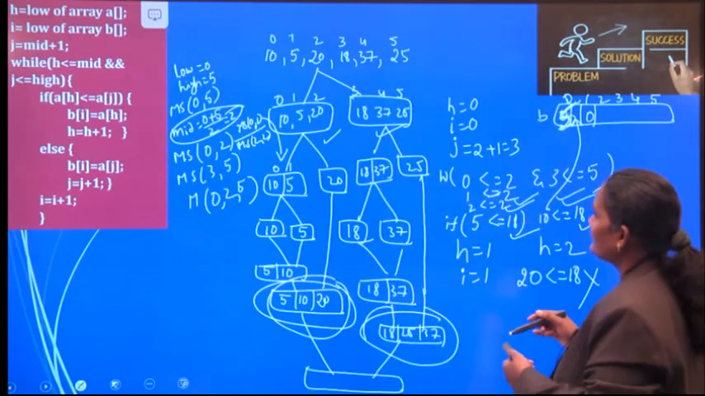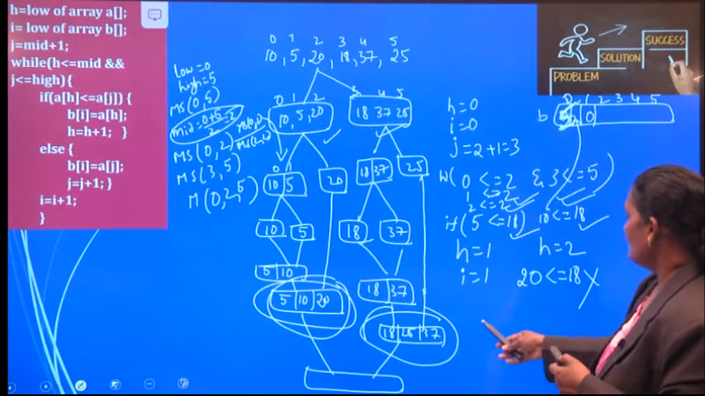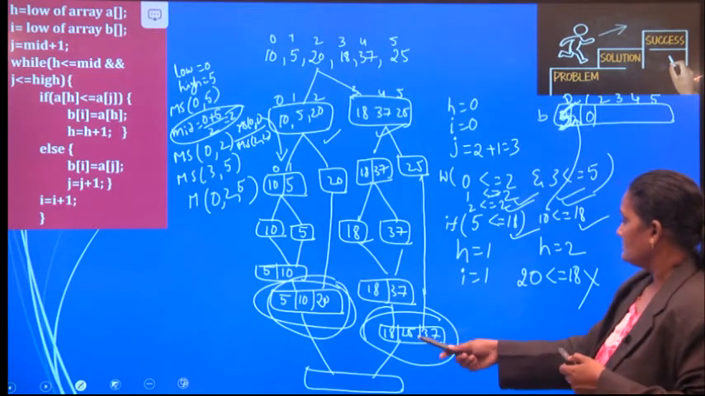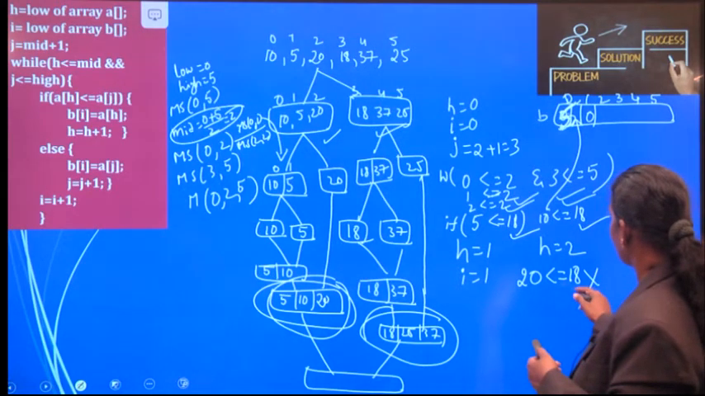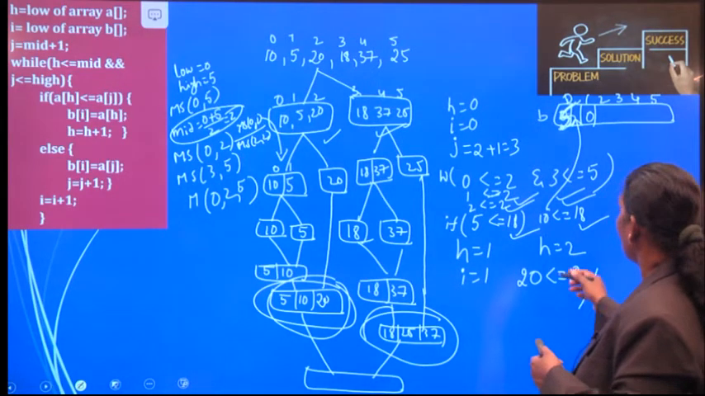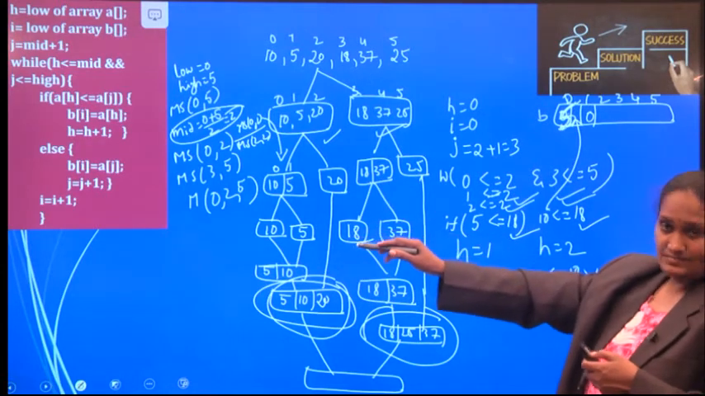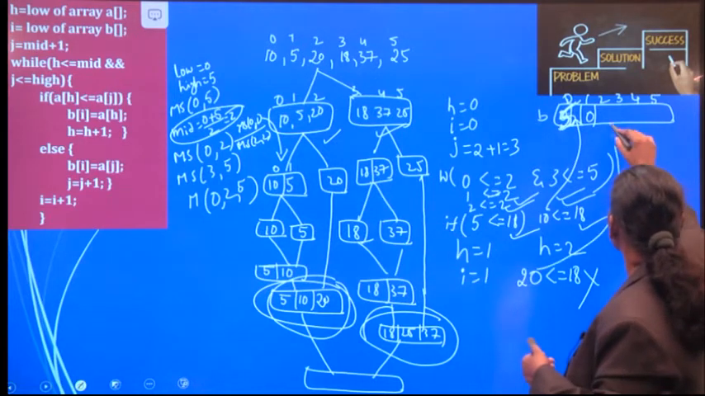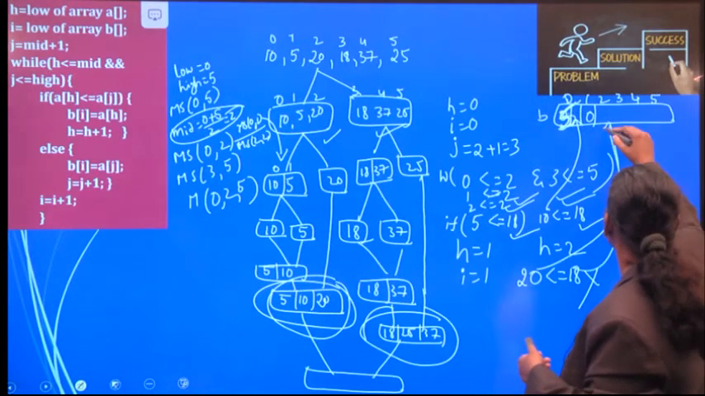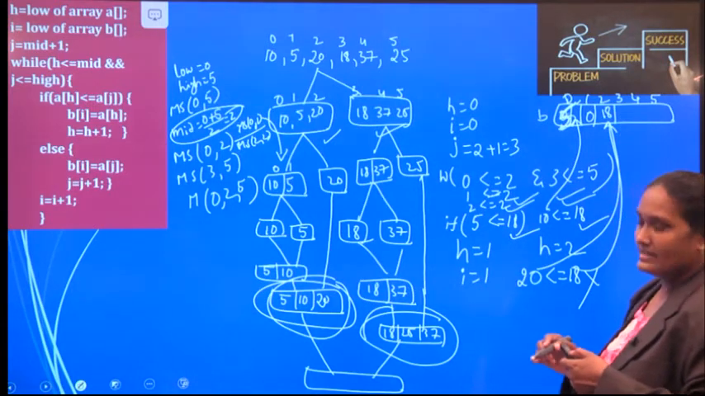What we need to do? Since that condition is false, for k is equal to, what do we obtain? Since it is the lesser value, we need to go for else. In that case, what are we doing? We are copying this one to here, 18 to here. That is, at place 2 we are getting 18.